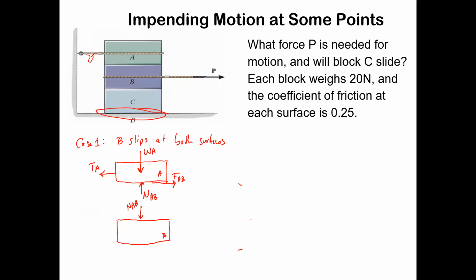Which way is friction acting on B? Yeah, left, right? It wants to keep the block B from moving. And we're trying to move the block to the right, so the friction force is against the direction of impending motion, so it's going to the left.